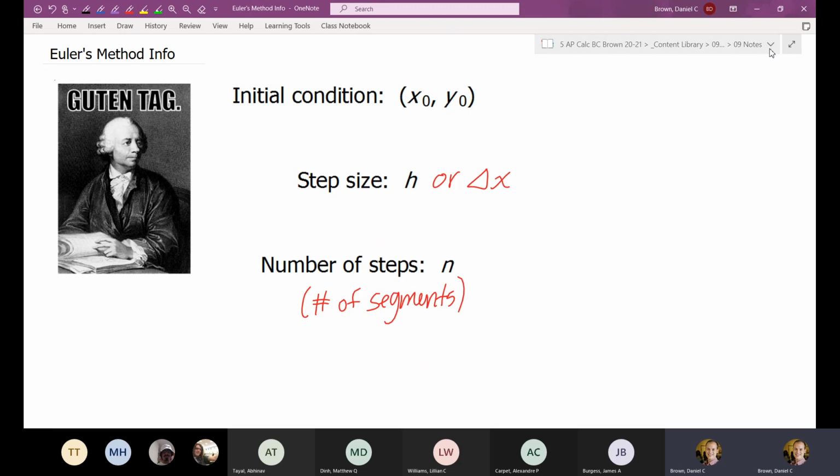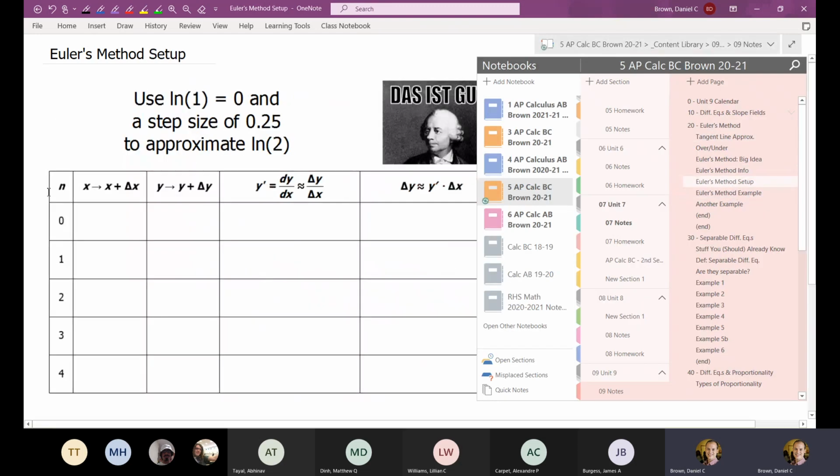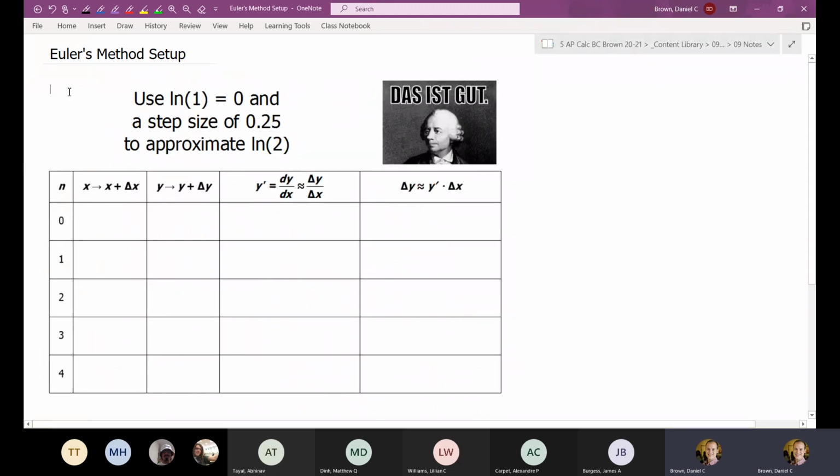So let's just look at that same example we did, but with Euler's method. I chose the same problem. We know for a fact that the natural log of 1 is equal to 0. And we're going to use Euler's method to approximate the value of the natural log of 2. And again, you're putting yourself in the mindset that we do not have a calculator that can just pick up and type in natural log of 2 and see the decimal.